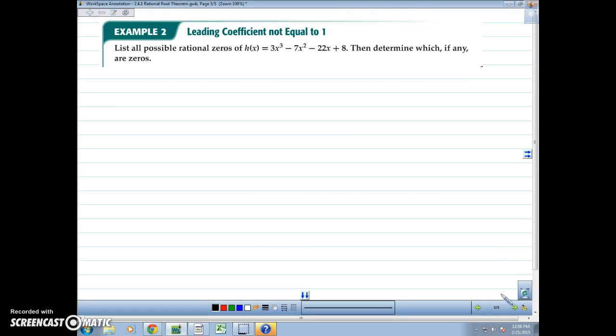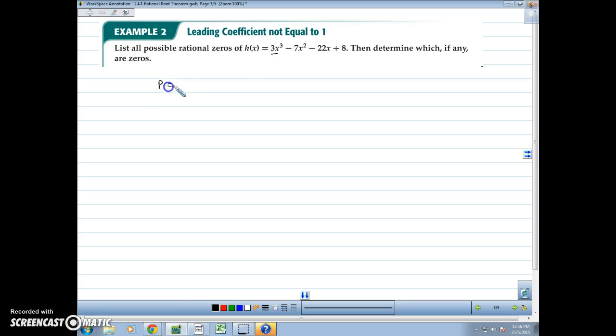Okay. The second example, the only difference is that your leading coefficient is not going to be set equal to 1. So we're not going to go through and do the entire synthetic division. We'll practice that more in class tomorrow. But I did want to practice with you making the list of possible rational zeros, because that's part of the problem, is to actually list them.